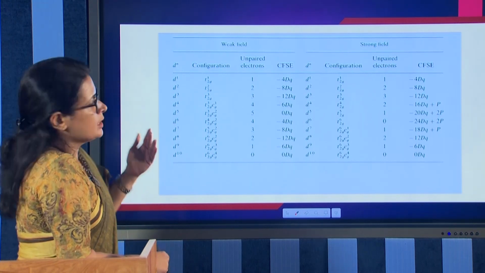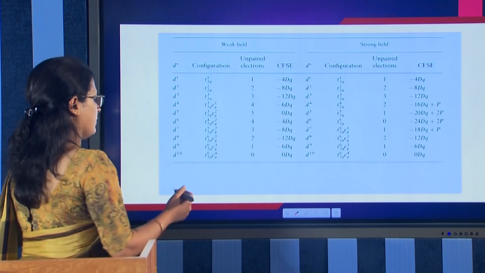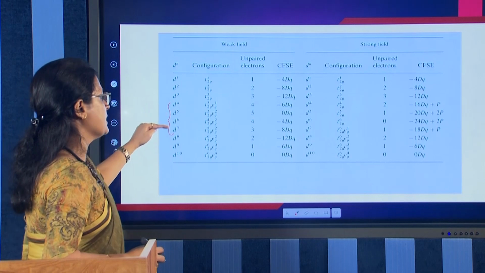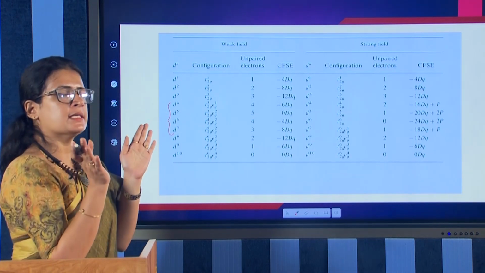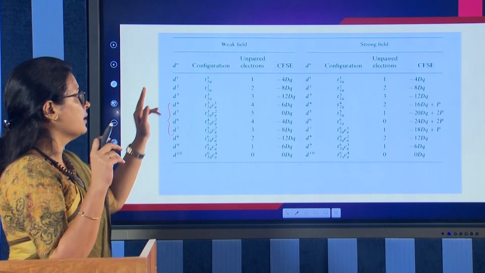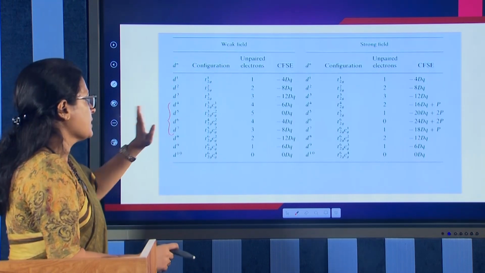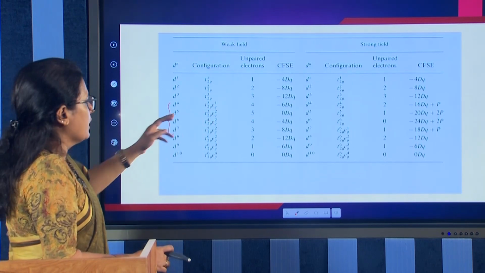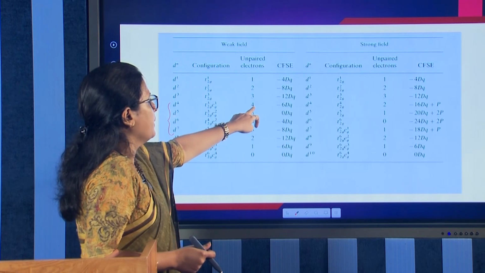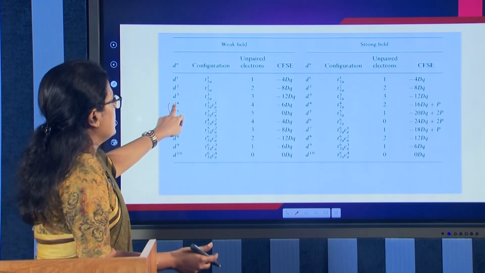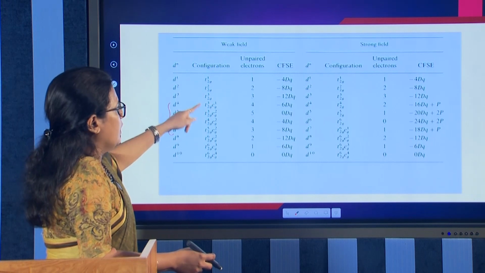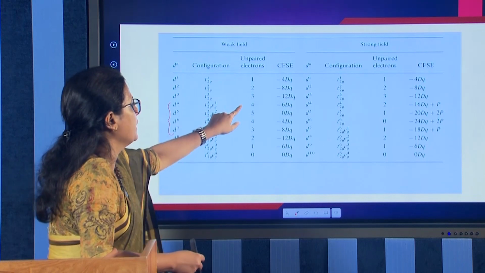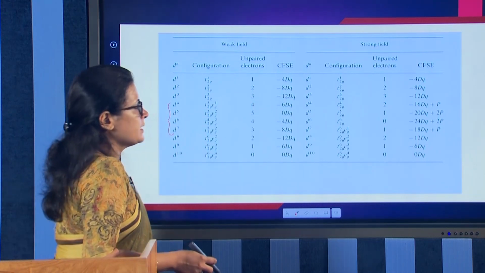Now, the difference occurs from D4 to D7. D4, D5, D6, D7 will have two cases, case 1 and case 2, that is a weak field case and a strong field case. When it is a weak field case, the maximum number of unpaired electrons will be there. The unpaired electrons are 4, because after T2G3, the fourth one will go to the EG set. So on the whole you have 4 unpaired electrons, and the CFSE was minus 6 dQ.